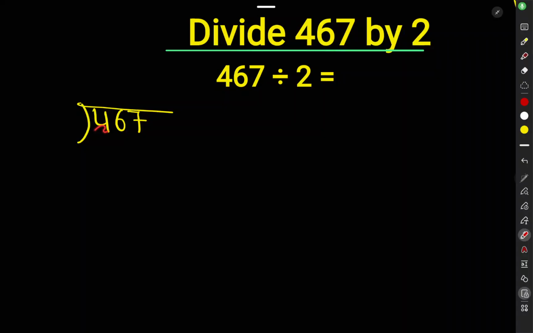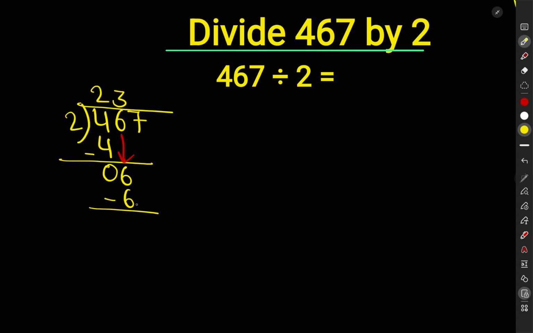Here we divide 467 by 2 in a long division method. 2 times 2 is 4. On subtracting, it is 0. Again we put down this 6 and 2 times 3 is 6. On subtracting, it is 0.